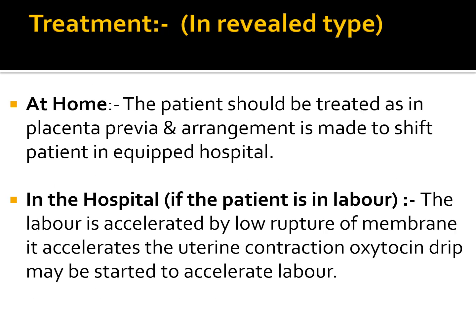Now, after the preventive management, next comes the actual management of the patient when the patient is having the episode of abruption. In revealed type, what should be done? At home, the patient should be treated as in placenta previa, and arrangement is made to shift the patient to an acute hospital. I have already dealt with this point in my placenta previa class.